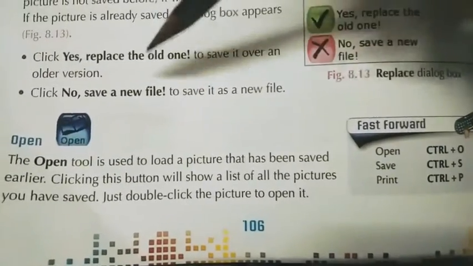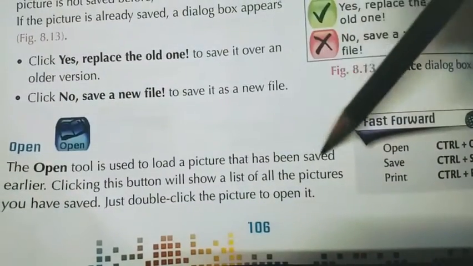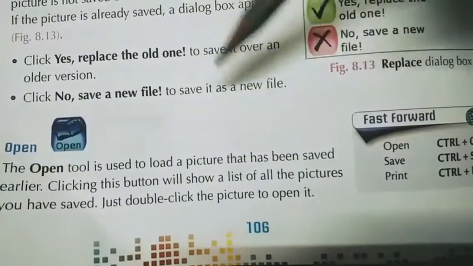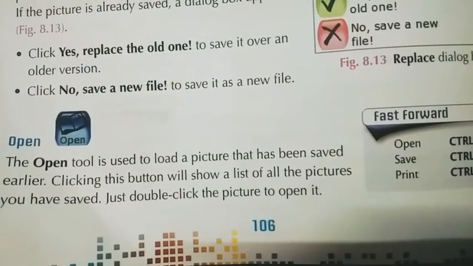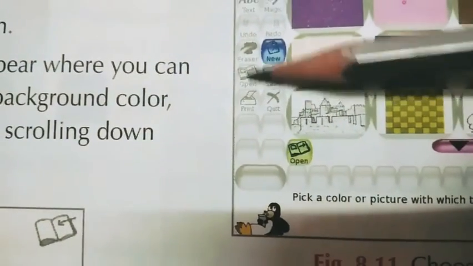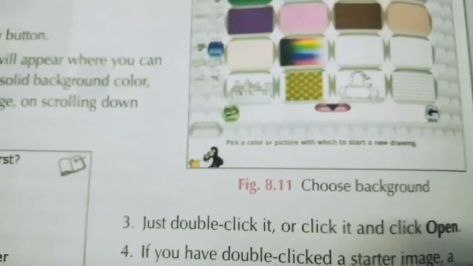After that, open. The open tool is used to load a picture that has been saved earlier. Whatever you have saved, it will be stored in your computer, and if you want to open it again, just click on that open button. Okay, here you can see the open button is there. This is the save button, this is the open button. Click on that, it will open your saved drawing.